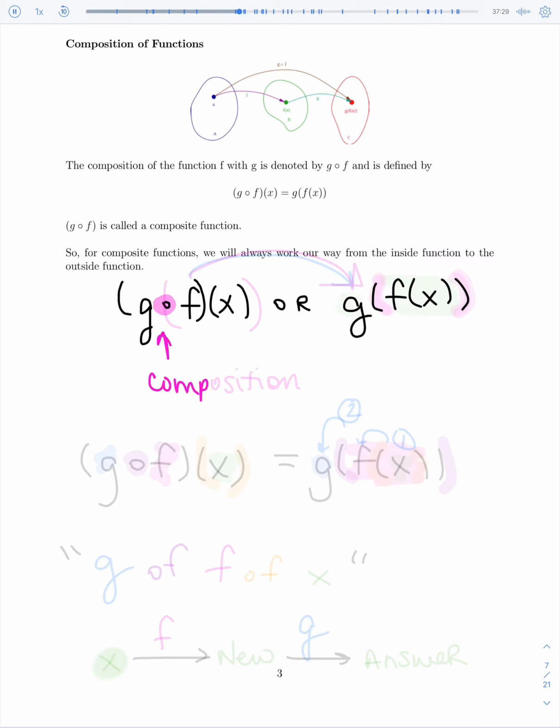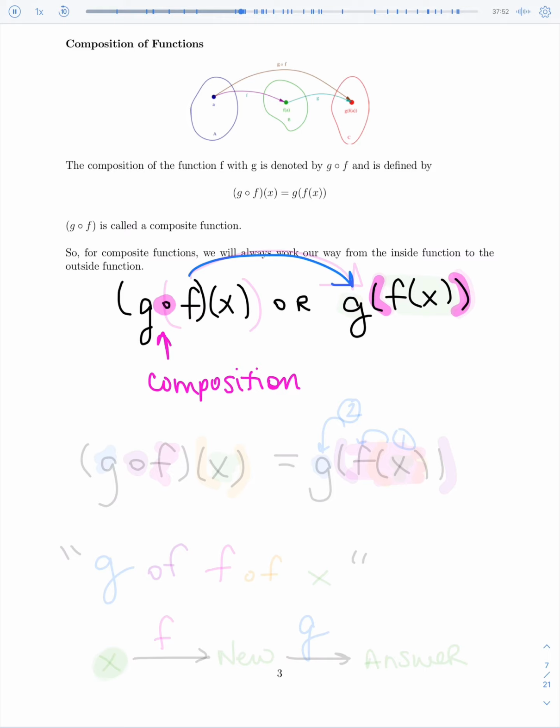And what a composition of functions means is I'm putting one function inside of another. So it's one function getting plugged into another. That's why you also see it written as parentheses. So generally speaking, I always tend to turn the notation with the circle into the other notation, just for ease, because it makes more sense.